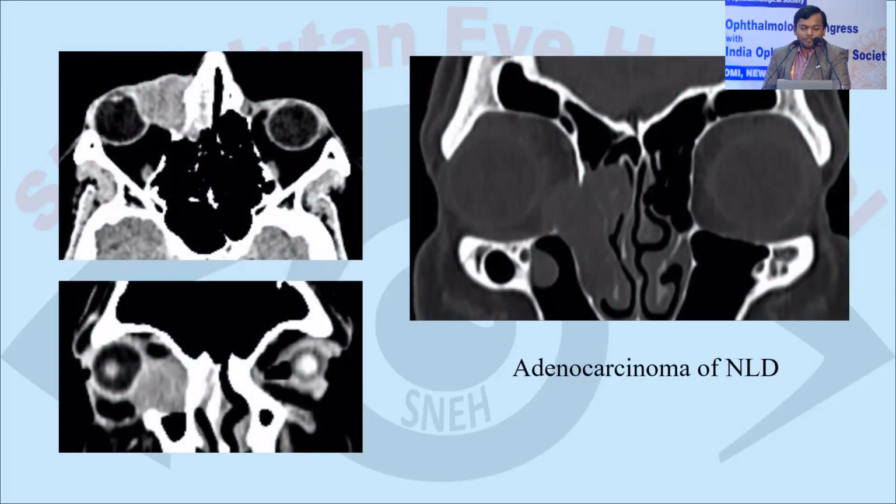And this is one of the rare cases where we had an adenocarcinoma of the nasolacrimal duct who had undergone a previous external DCR which had failed soon. And here we can see the exact extent and the bony erosions, the destruction of the middle and the inferior turbinates. And these are usually not very appreciable on the MRIs, and hence a CT scan would be much preferred in these cases.